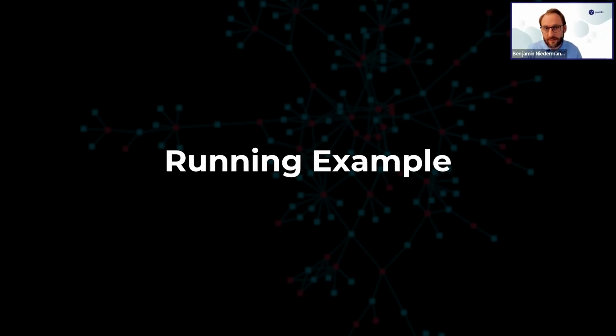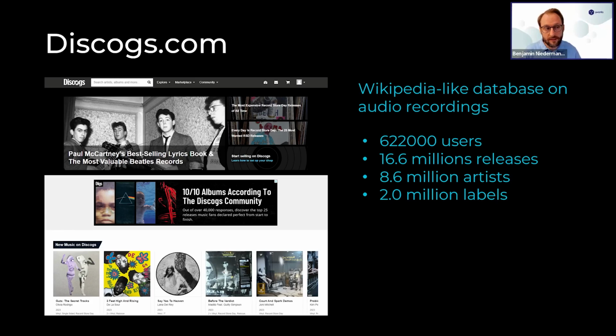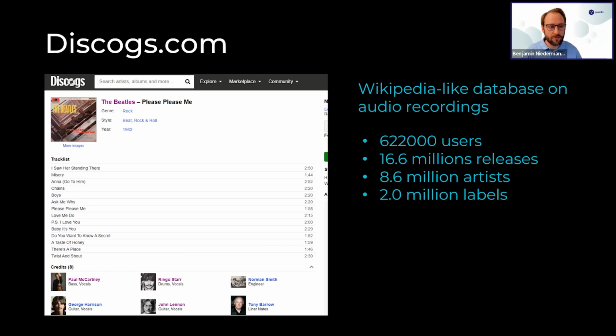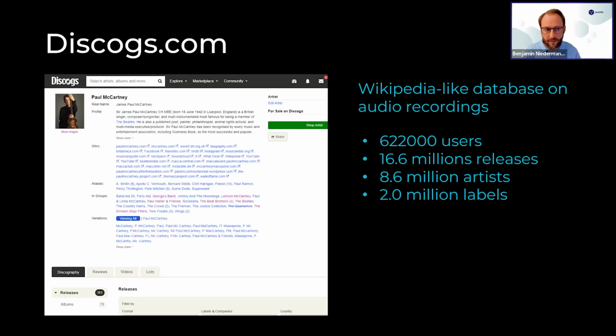So about the running example, this example is about a music database called Discogs. This is basically a Wikipedia-like database on audio recordings, which is maintained by thousands of users. And it contains millions of entries about releases, but also about artists and labels. So if you go to the corresponding website, you can explore this database by clicking through the entries. So for example, here about the Beatles, but you can also click then on the artists, and basically you get a lot of information.